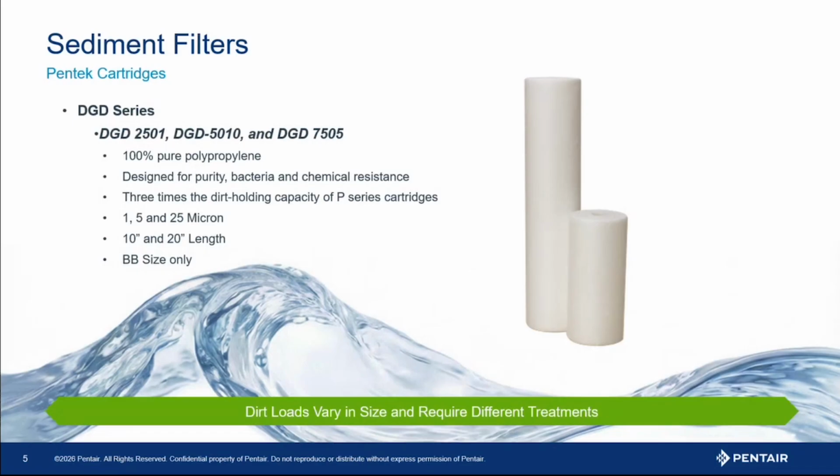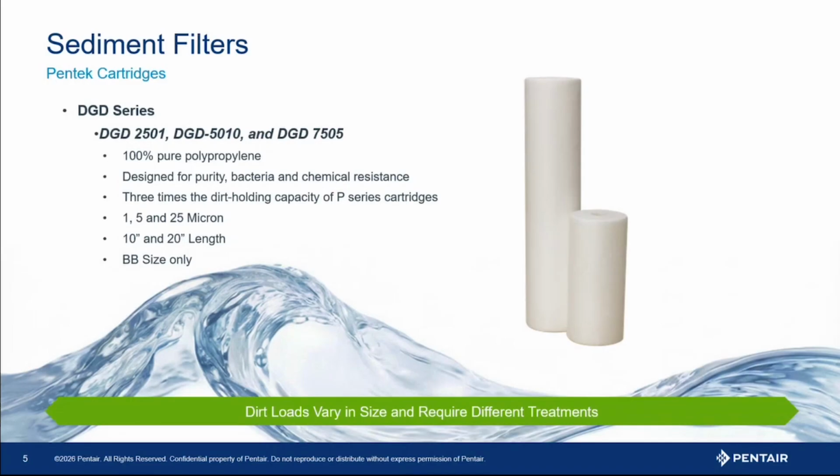This cartridge goes from looser to tighter as we go towards the core. And if you look at the DGD listings, 2501, 5010, 5005, and 7505, those are the micron ratings from outside to core. So 25 to 1 micron, 50 to 10 microns, 75 to 5. And what's wonderful about this is it makes a great introductory sediment cartridge.